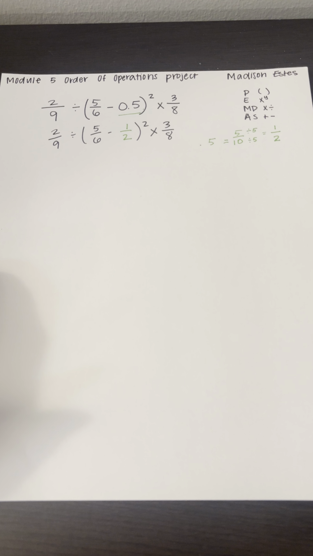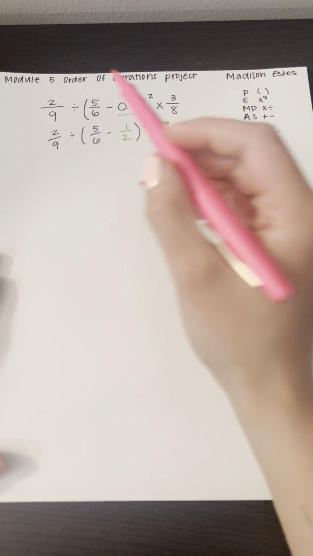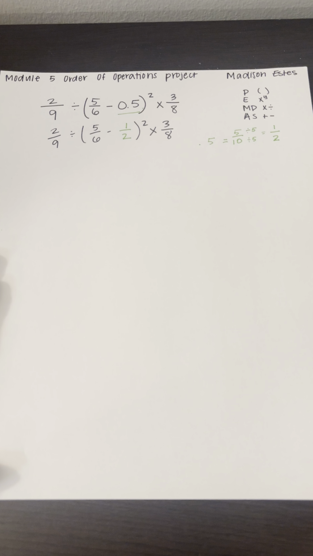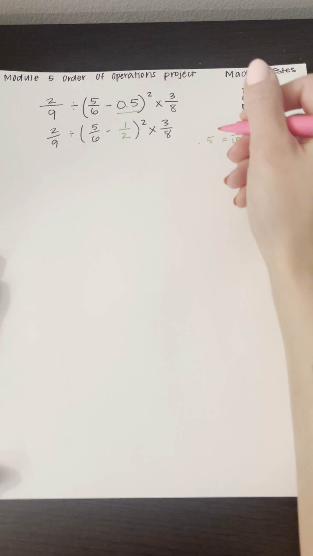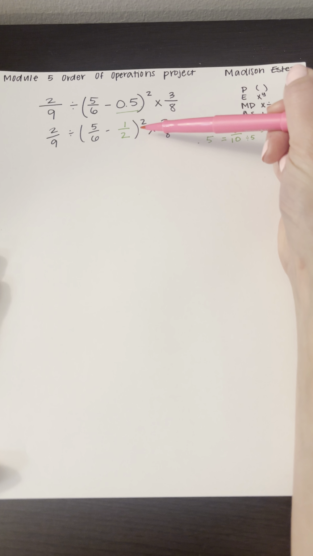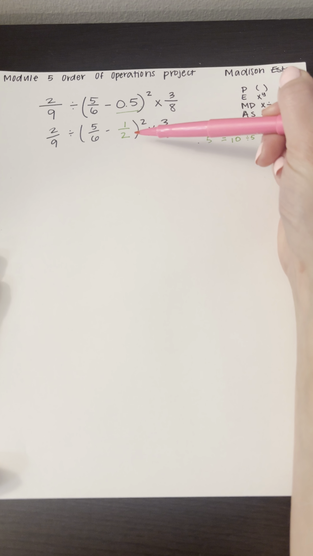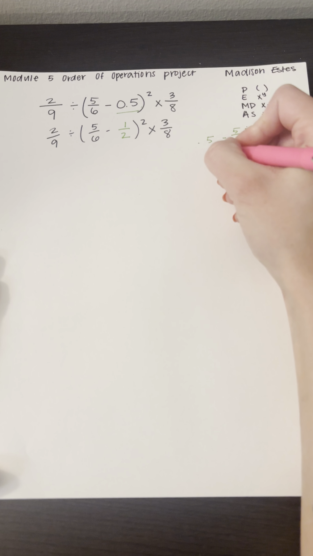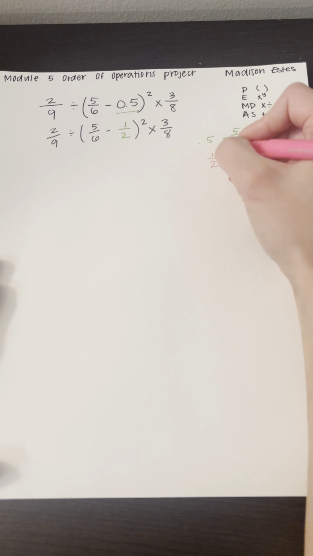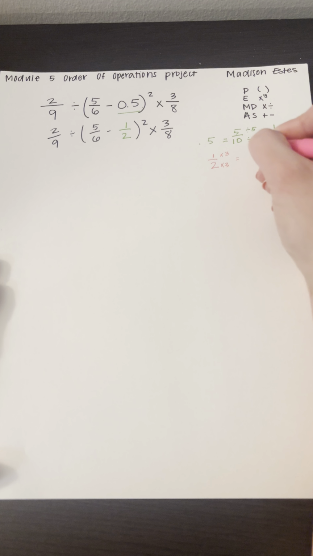Now we can go on to solving what is inside of the parentheses. So we have 5/6 minus 1/2. Now I can't do this with subtraction. I have to first find a common denominator. So 1/2, I need to find a common denominator with 5/6. I know that the common denominator is 6. So I can multiply both the numerator and the denominator by 3. 1 times 3 is 3. 2 times 3 is 6.